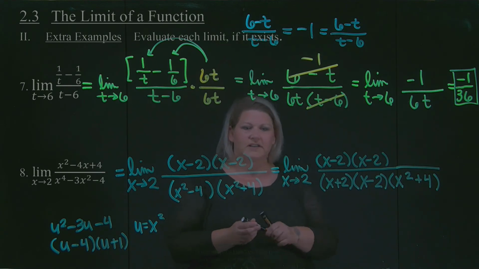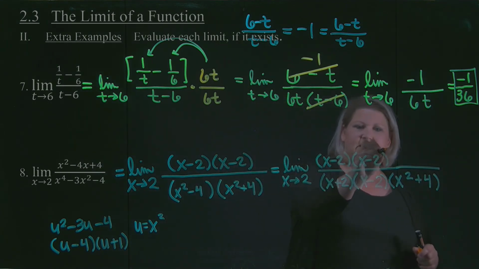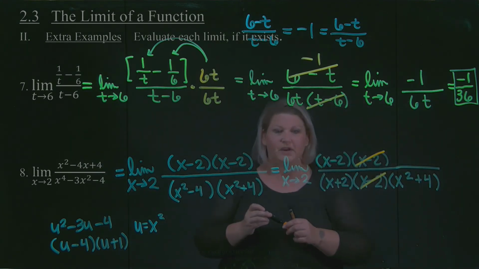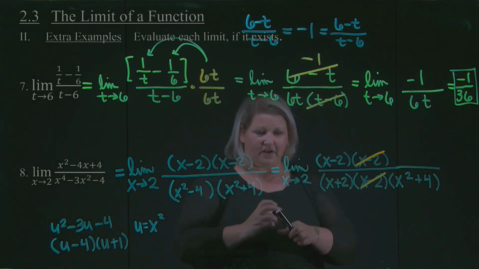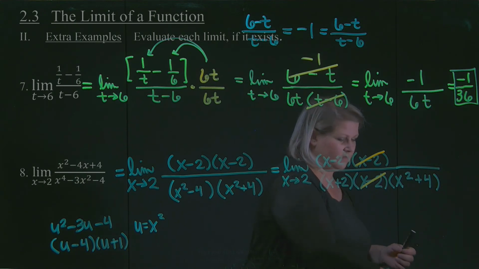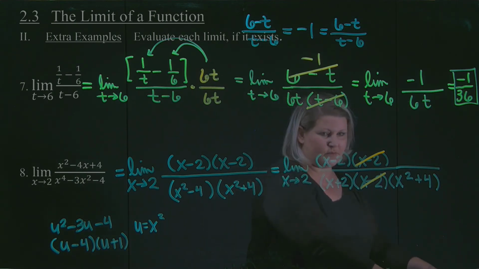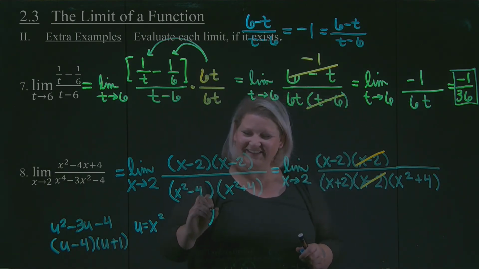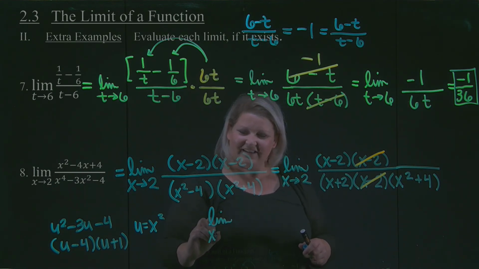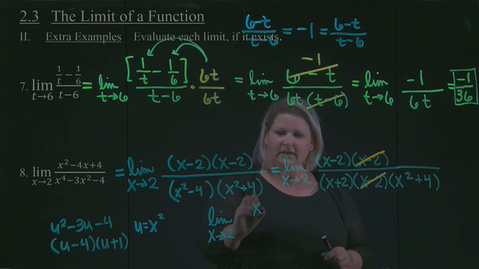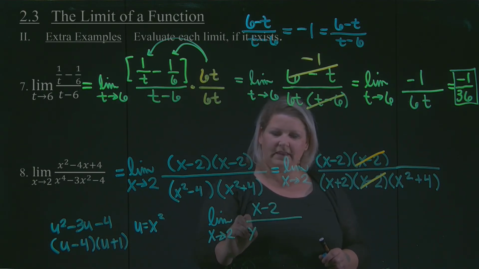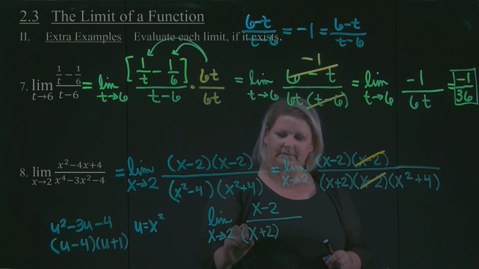X squared plus 4 doesn't cancel, so we leave that as it is. Bam, bam, bam, bam. The x minus 2's do cancel, which is wonderful. Oh, that's the squeaky one. Oh, this also seems to be squeaky. And then I'm left with this.